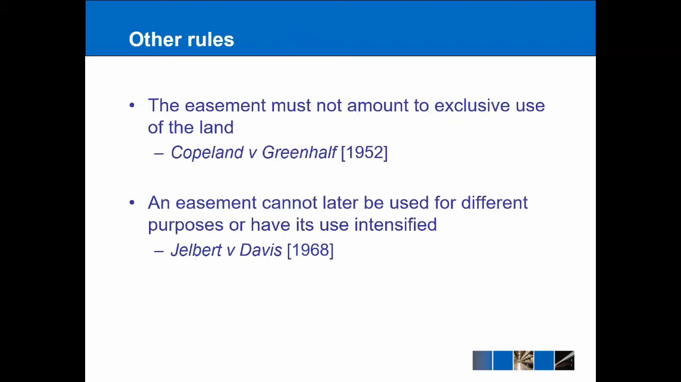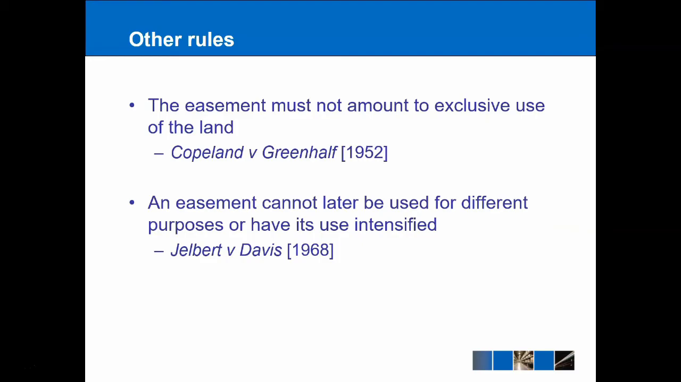Also, the easement must not amount to exclusive use of the land. We saw in the case of Copeland and Greenhalgh that parking a car that blocked the road basically created an exclusive use of the land, and that's not really what this was about. The use of a right-of-way, for example, is maybe something that you might use a few times a day and you might come and go, but parking on the land, especially if it prevents ownership or use of the land in other ways, or prevents the actual owner of the servient tenement from enjoying their land, then that is not going to be allowed. And finally, an easement cannot later be used for different purposes or have its use intensified.